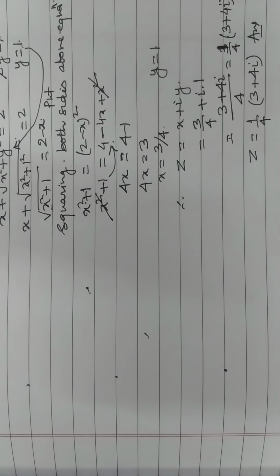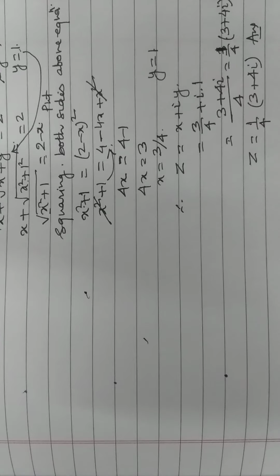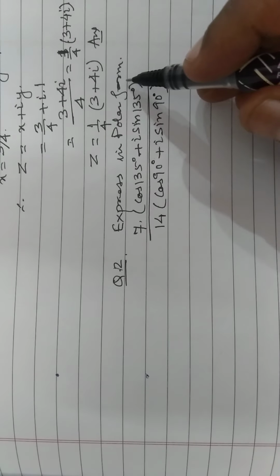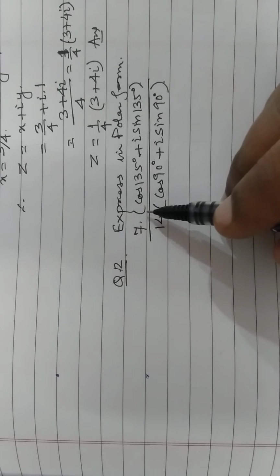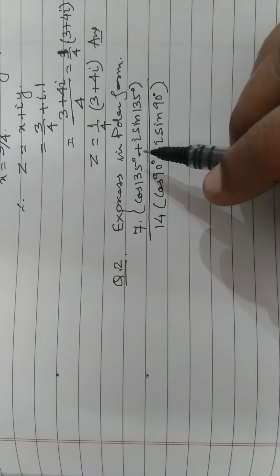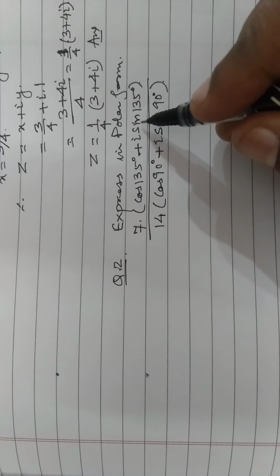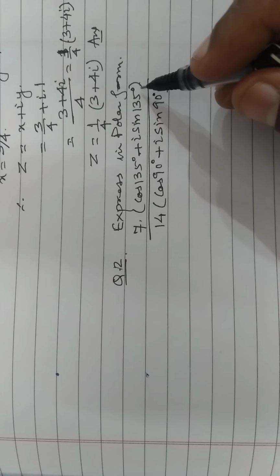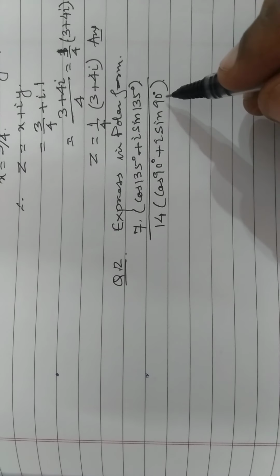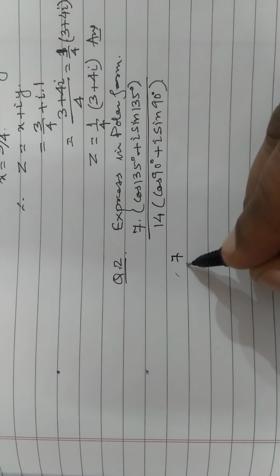Now we are coming to the next question. Now I have taken the question here expressed in polar form. So this question is related to trigonometry also, because it is given 7 cos 135 degree plus i sin 135 degree upon 14 cos 90 degree plus i sin 90 degree. So now first of all we will simplify it.